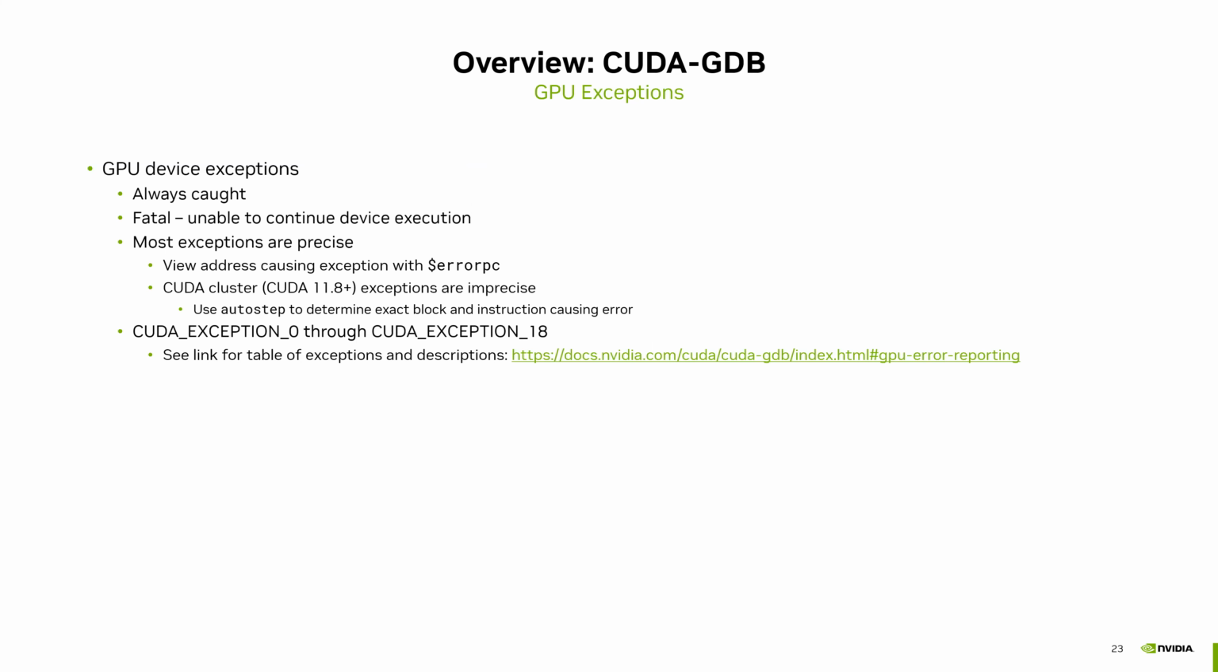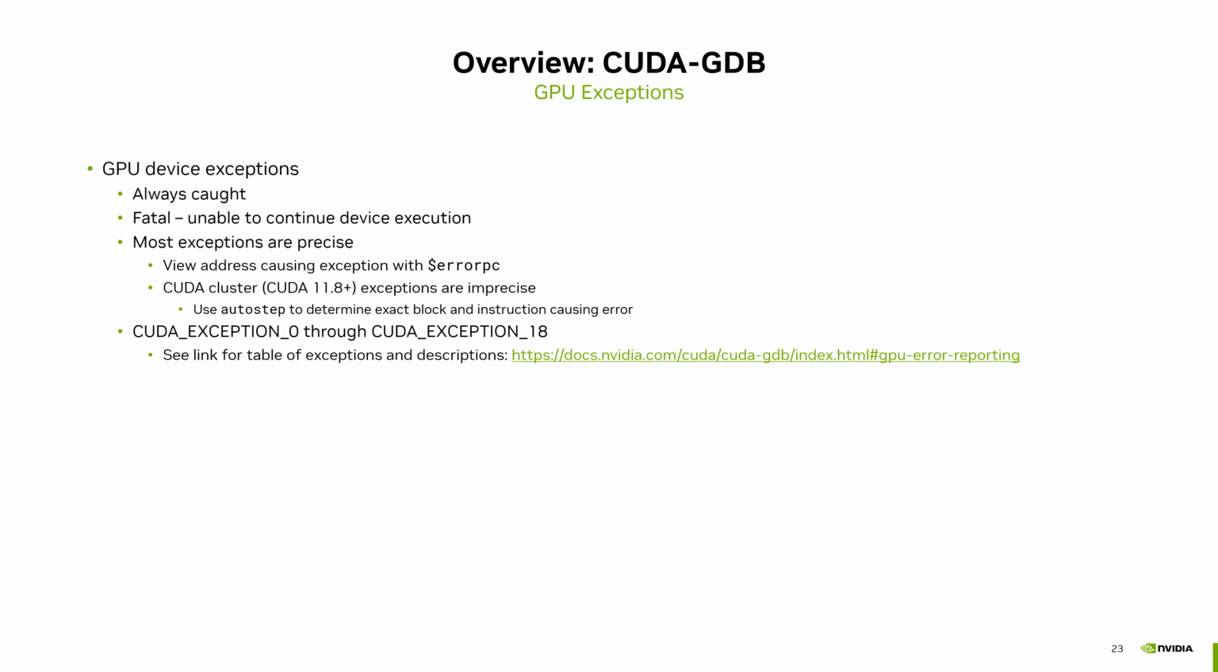And if your application uses CUDA clusters, which is a CUDA 11.8 or newer feature, there are some new cluster exceptions, and these are imprecise. If you want to find the exact PC that caused the exception, you don't have error PC in this case, but you can use the autostep feature to determine the exact block and instruction that caused the error. Autostep is going to do a step-by until it encounters an exception, and it will halt the debugger right where the exception occurs. I'm not going to go into how to use autostep, but if you're curious, you can use help autostep, or you can read up on it in the CUDA-GDB documentation.